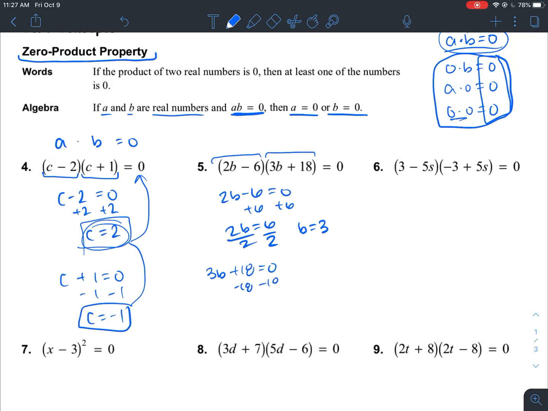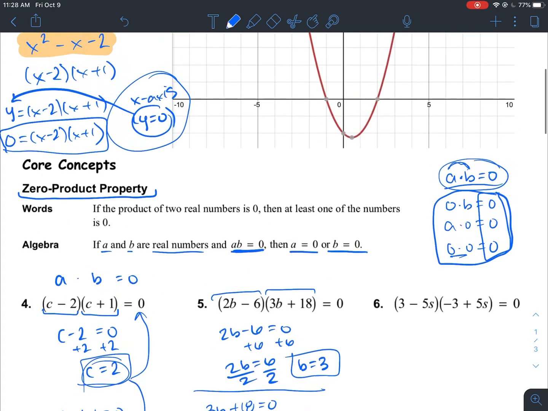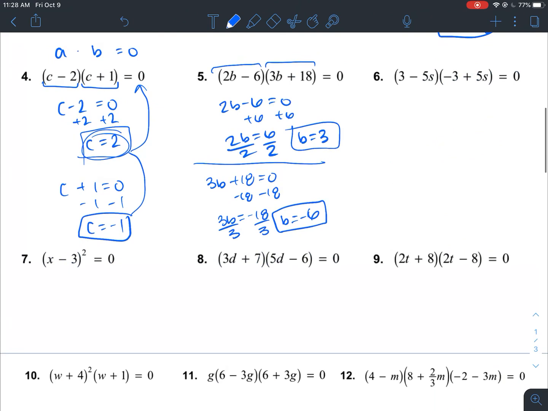So that's one solution right here. Now we're going over to the next one. Subtract 18 from both sides, so 3b is equal to negative 18. Divide by 3, so b is equal to negative 6. Okay, so these are the two solutions to our polynomial equation. And so this is where our function will cross the x-axis. It will cross at 2 points. Okay, let's go to number 7.